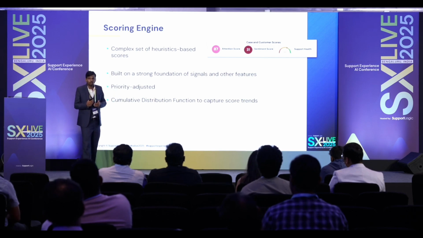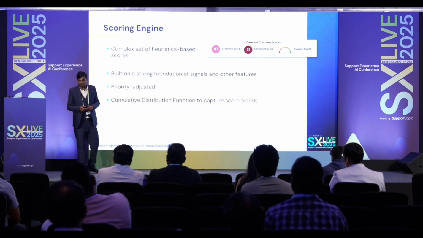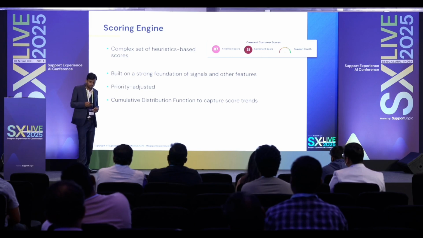So that's how all the time series based analysis goes into the distributive function, leading to the scores. And that's where the attention score, sentiment score, and account health score come from.